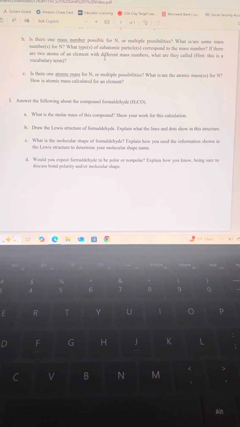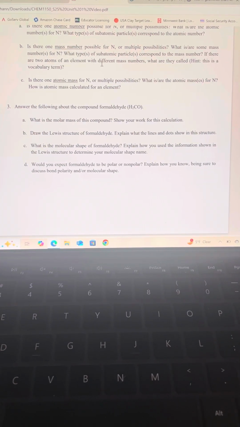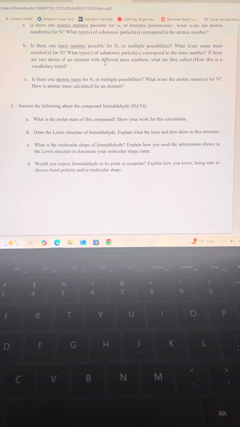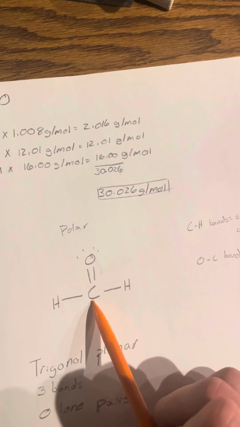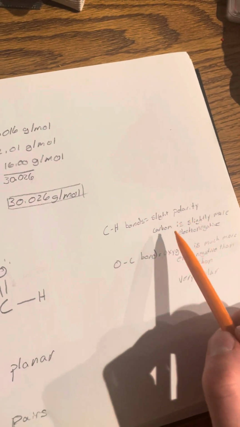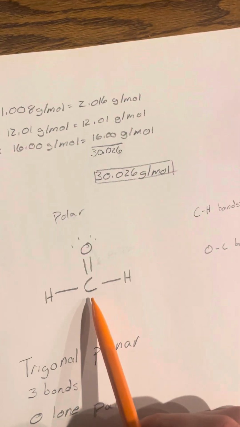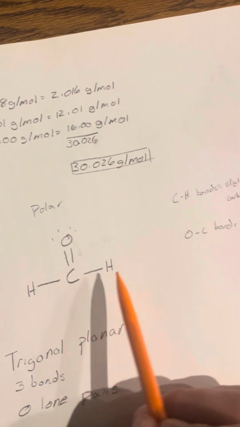Part D. Would you expect formaldehyde to be polar or nonpolar? Explain how you know, being sure to discuss bond polarity and or molecular shape. So, these carbon to hydrogen bonds are slightly polar. The carbon is slightly more electronegative than the hydrogen, so there is a small amount of polarity here.